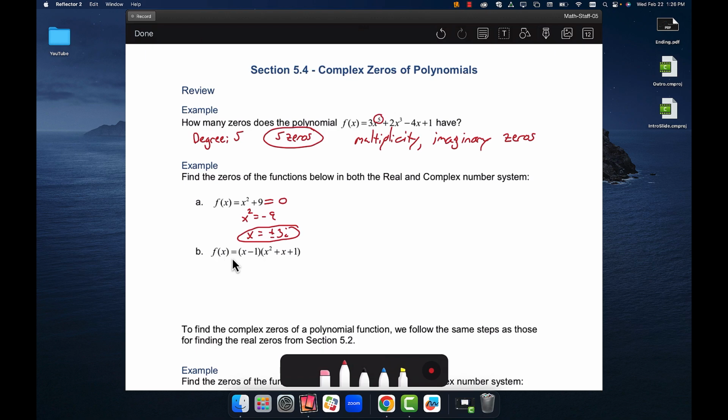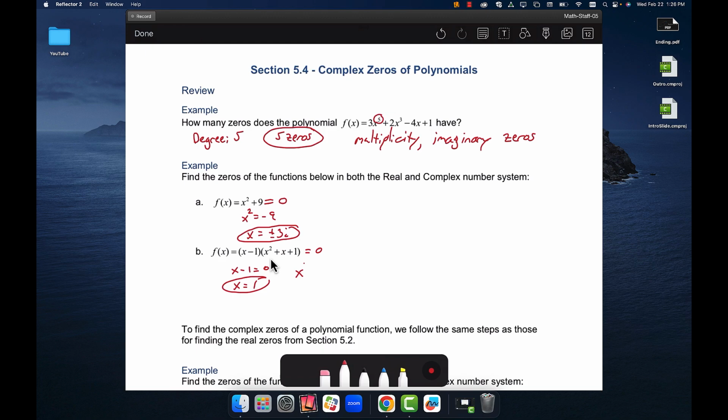In the next example, it looks like we have a third degree polynomial. It's been factored. So we're going to have 3 zeros. Again, they may not necessarily be distinct zeros. Let's see if we can find them. Set it equal to 0. And then we'll set each factor equal to 0. The first one we can see is simply 1. So we do have at least one x-intercept, or one real zero at 1.